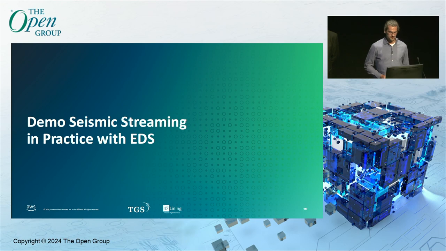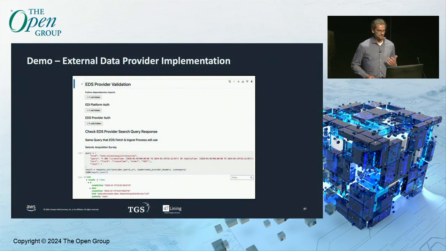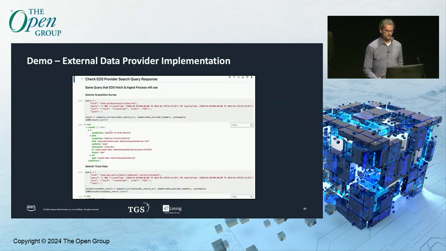So let's see it in practice. So the first step of setting up this integration is to configure your external data provider, and you have to implement those APIs that I referred to. So what we're going to see here is we have a Jupyter notebook that we used to validate the functionality of those APIs. So we're going to make the request to the API in the same way that the EDS fetch and ingest process will.